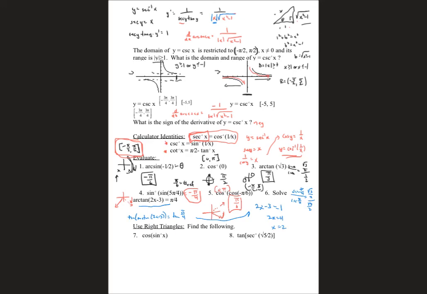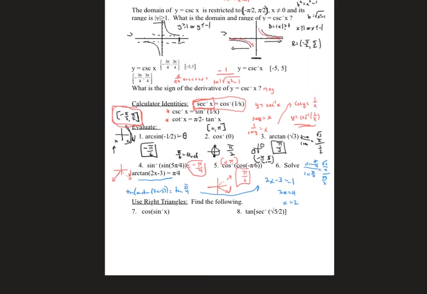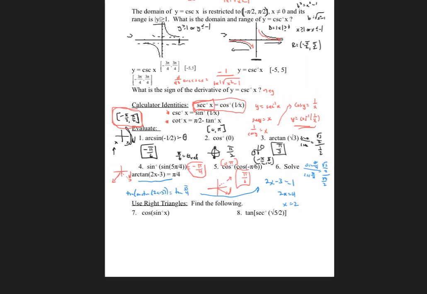Okay, now I'm going to slide this up a little bit. Now we're going to use some right triangles to solve this. So an inverse sine is an angle. It's the angle whose sine is x. Whoops. So it's got to be opposite over hypotenuse. I didn't put that x in the right place.